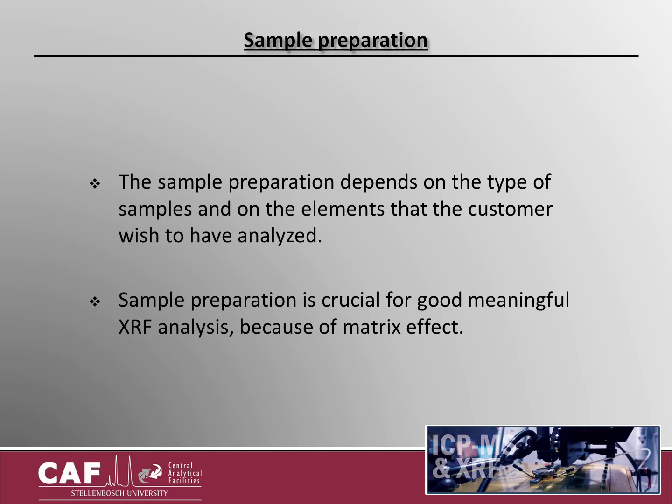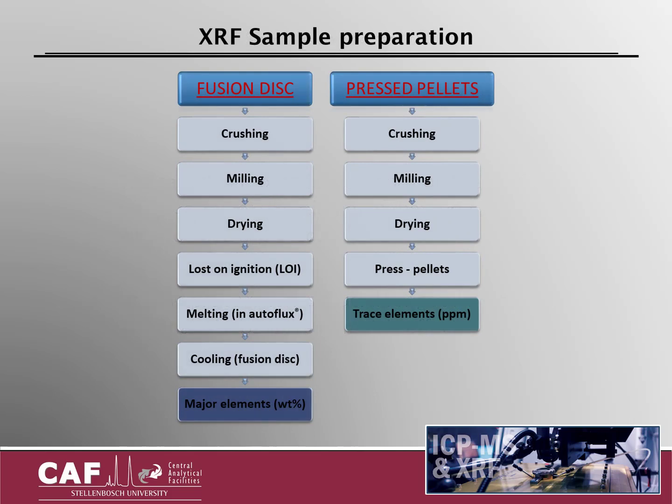Sample preparation is crucial for good, meaningful XRF analysis because of matrix effects. Let's have a look at the sample preparation methods. The preparation of samples for XRF analysis can be done by two methods. The first is by making a fusion disk from your sample or a pressed powder pellet. The decision as to which method to follow will depend on the elements to be analyzed and the estimated concentrations thereof. To make either a fused disk or a pressed powder pellet, the sample needs to be milled in a fine powder form. If it is not in a powder form, it will have to be crushed, milled and dried, as would be the case with rock samples.